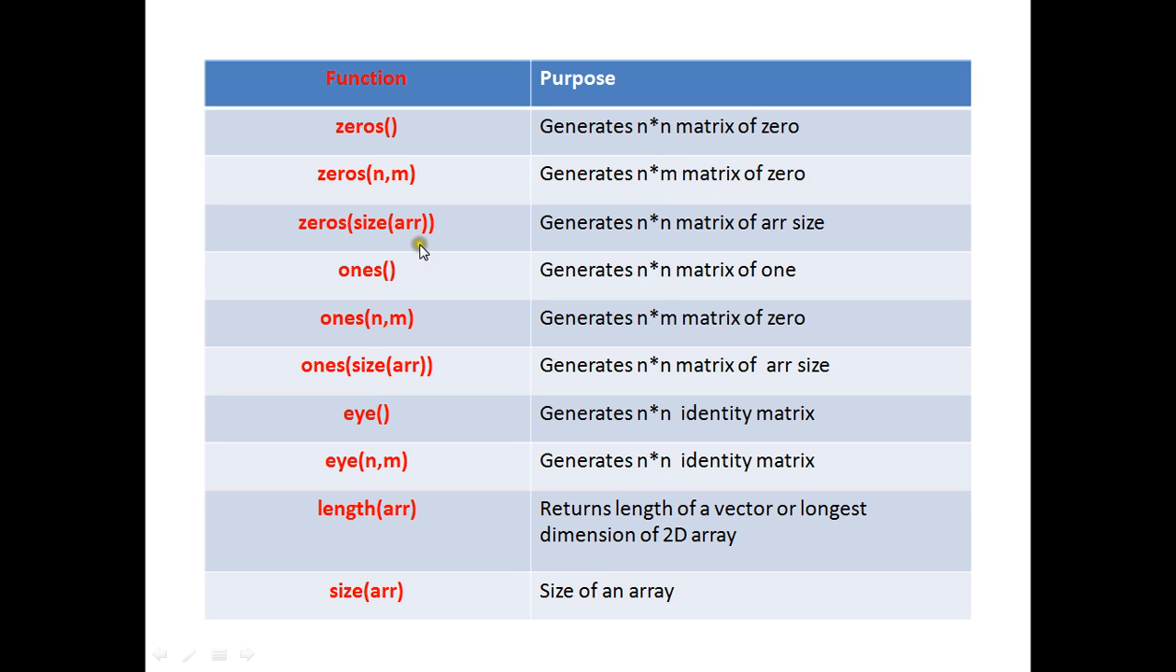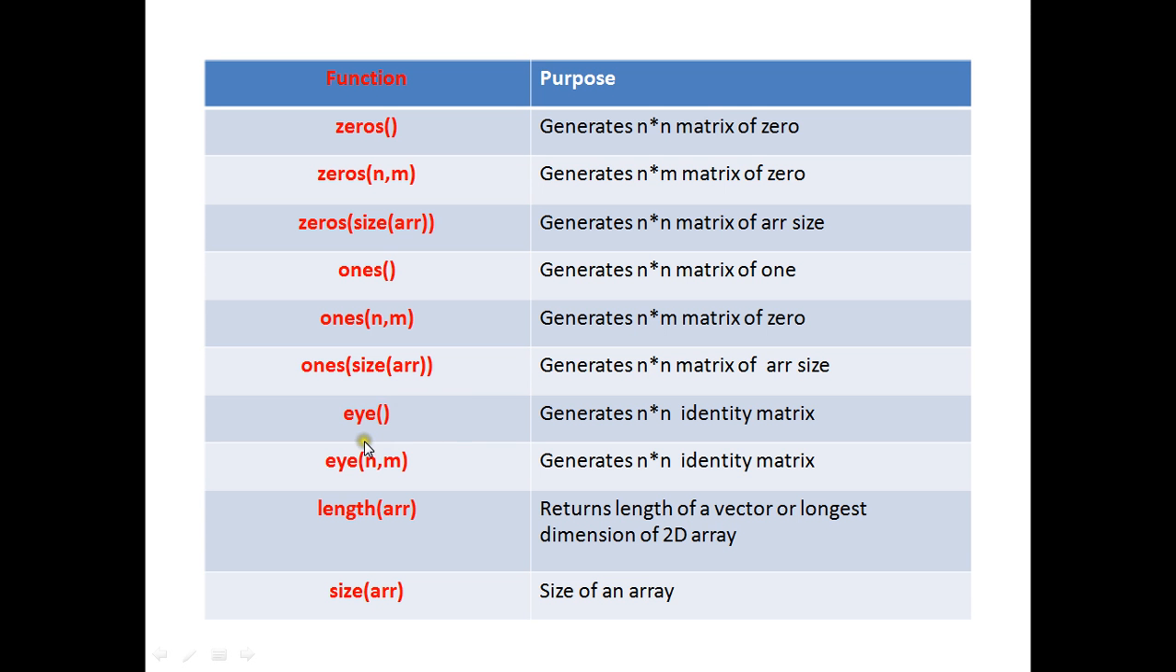Okay, size of an array. If we know the size of array A is 3 by 3, then zeros(size(A)) will create a 3 by 3 matrix whose elements would be 0, right? In the same way, ones will create an n by n matrix of 1. Sorry, I made a mistake here.